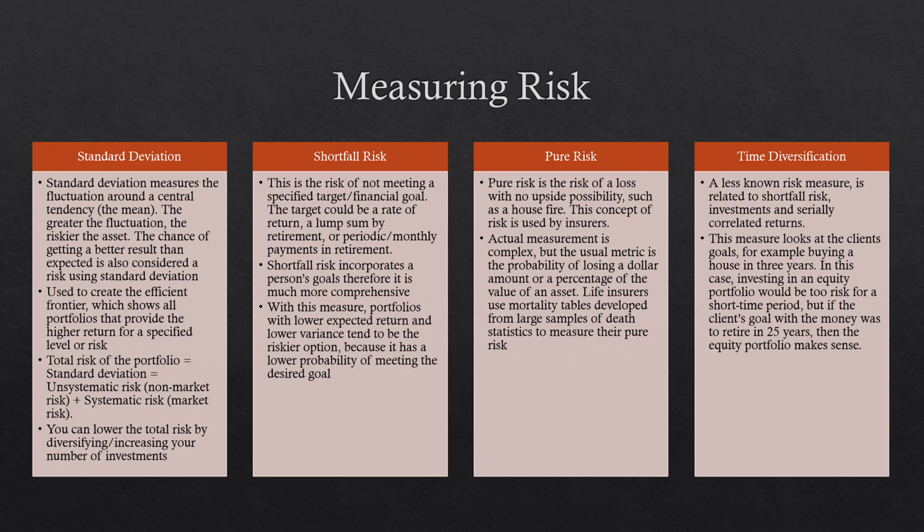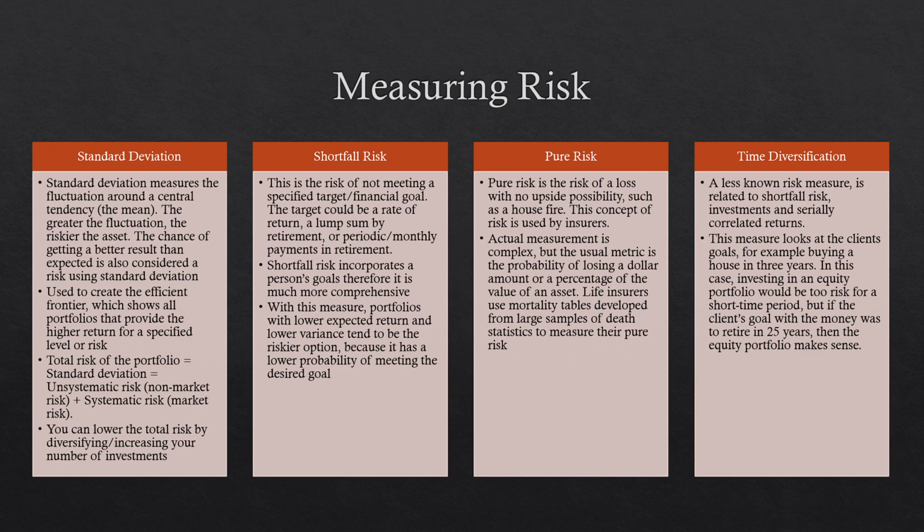And with this measure, portfolios with lower expected return and lower variance tend to be the riskier option because it has a lower probability of meeting the desired goal. So if you do measure risk in terms of the shortfall risk, you have a client who is saving for retirement and they have a pretty lofty goal, well, it's actually riskier to invest in lower expected earning products like maybe GICs or money market funds compared to stocks, which have a higher expected rate of return.